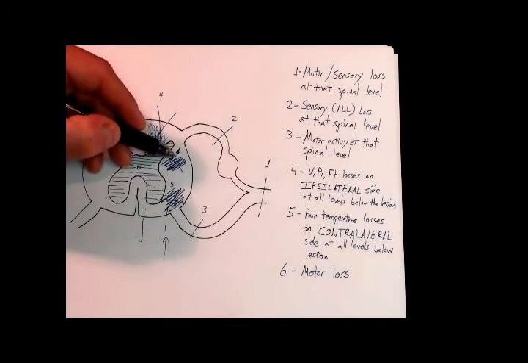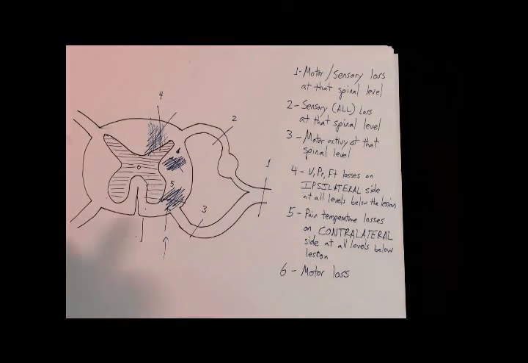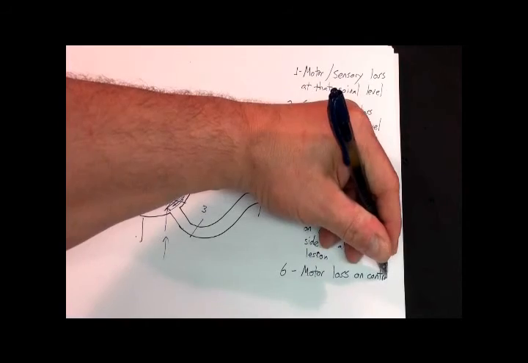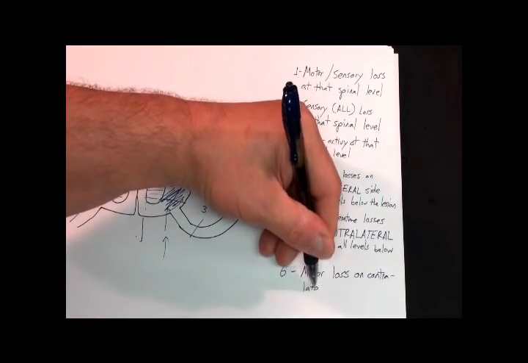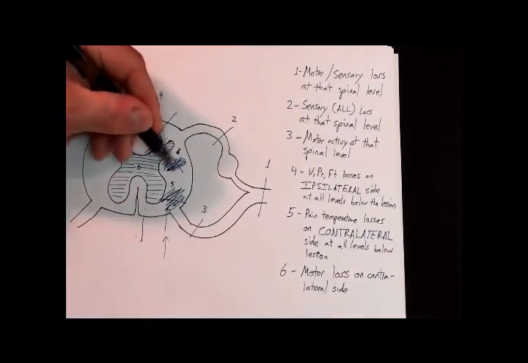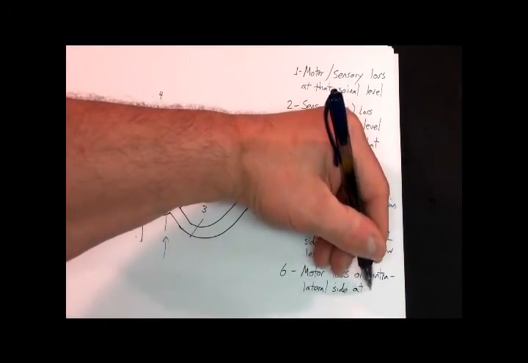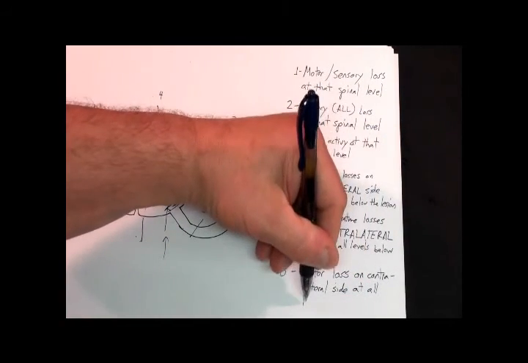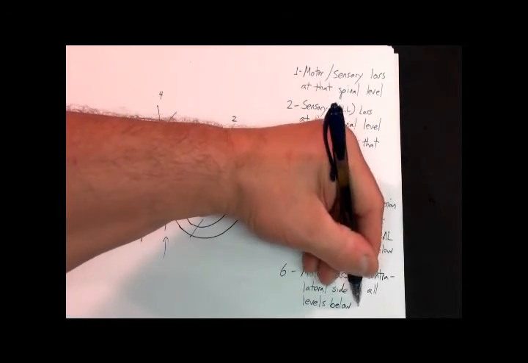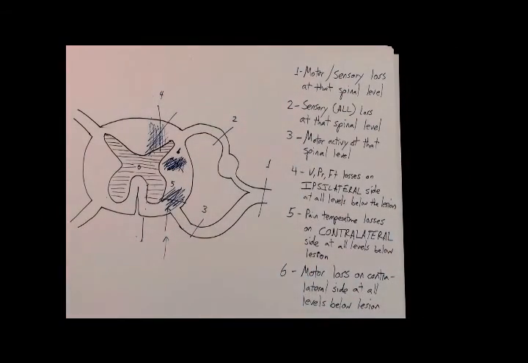Now these guys decussated way up in the brainstem, so that's been long done. So it's going to have motor loss on the contralateral side, and if it's wiped out this whole area, it's wiped out all the levels below the lesion. Alright, so that takes us through all of those guys individually.